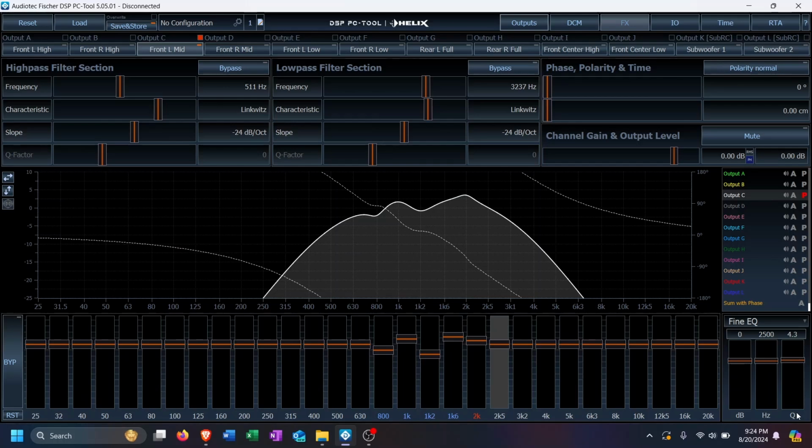But yeah, don't be afraid to go too low, and don't be too anal about getting your measurements exactly to the target curve. Anyway, that's all.